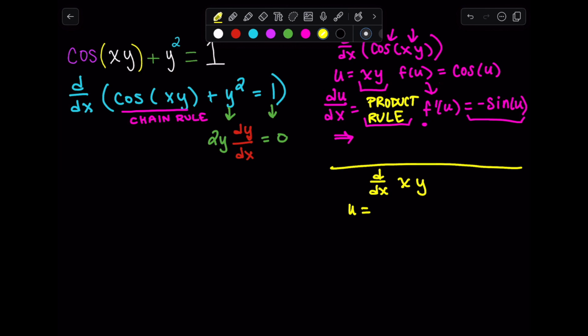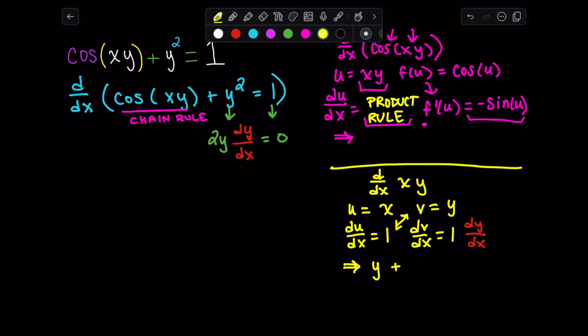So u equals x, the first term, v equals y, the second term. Deriving both of these terms, du dx is going to be 1. dv dx is also going to be 1, but we need to make sure to add the dy dx term because we're taking the derivative of a y with respect to x. To complete the product rule, the final derivative here is v times du dx, which is y, plus u times dv dx, which is x times dy dx.